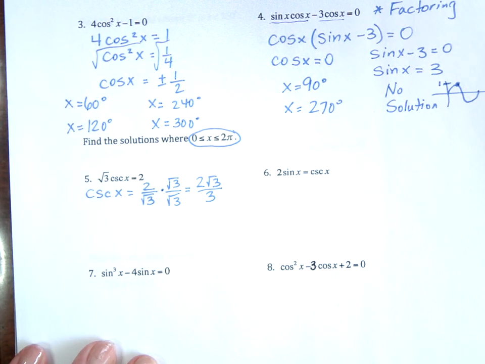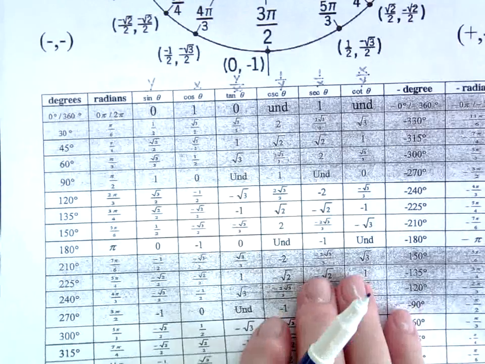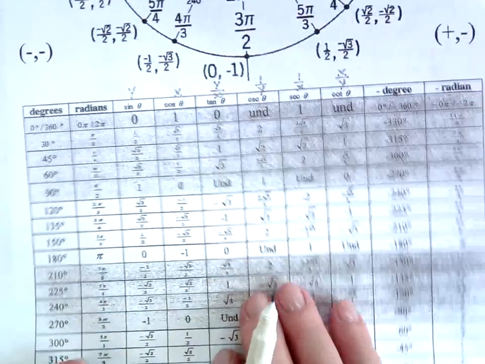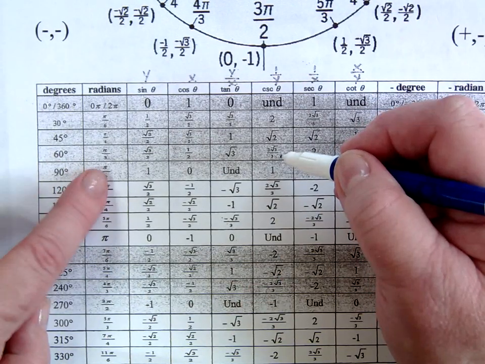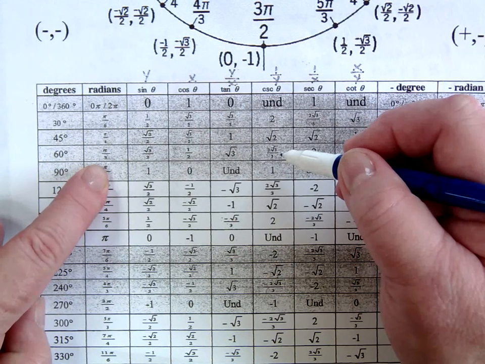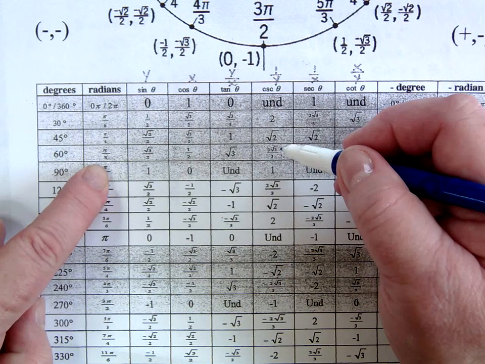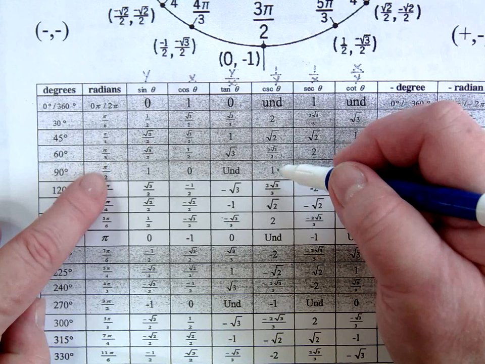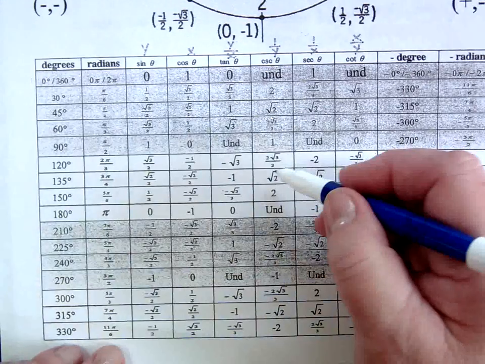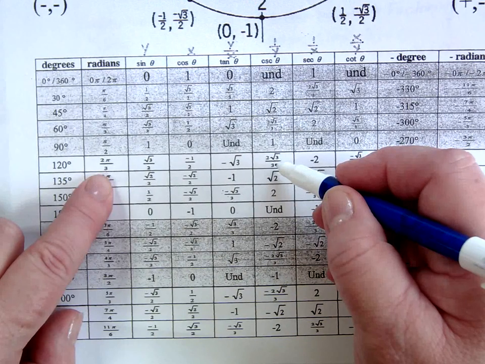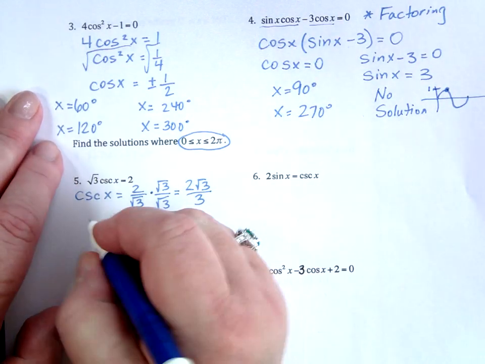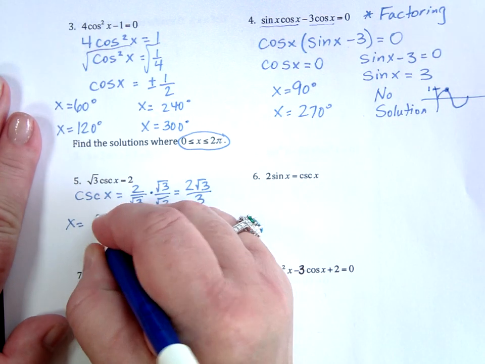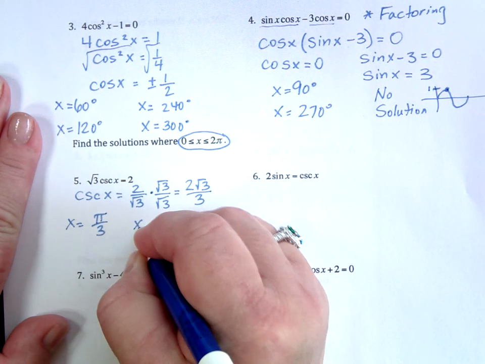You're going to go to your chart and see where that happens. Cosecant. 2 square roots of 3 over 3. Right here, but I'm using the pi numbers, the radian answers. So my answer is going to be pi over 3. Let me see if there's another spot as I come down the line here. And 2 pi over 3. All right, they're my two answers for this one. So I've got x equals pi over 3 and x equals 2 pi over 3.